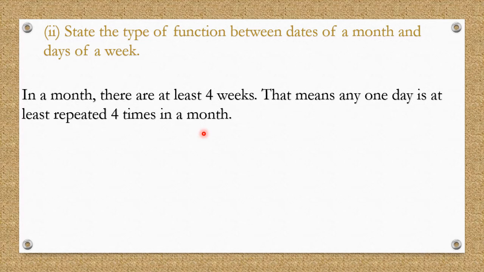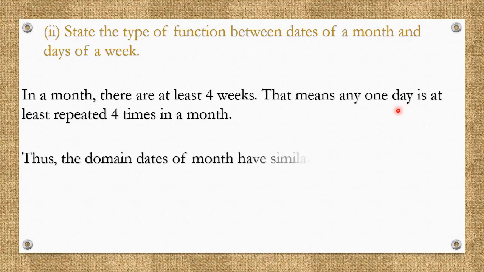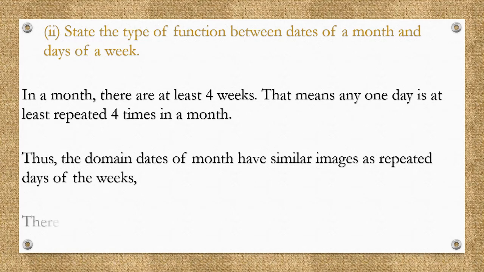Similarly, if you are doing that in your notebook, if you take the second date, it will be a Monday. The 9th will also be a Monday. The 16th will be a Monday. The 23rd will be a Monday, and the 30th will also be a Monday. That means many of your dates are getting the same answer. When this happens, we just need to remember that the domain, dates of the month, have similar images as repeated days of the week, and therefore we can say that this is a many-one function. Many of your dates have one answer.